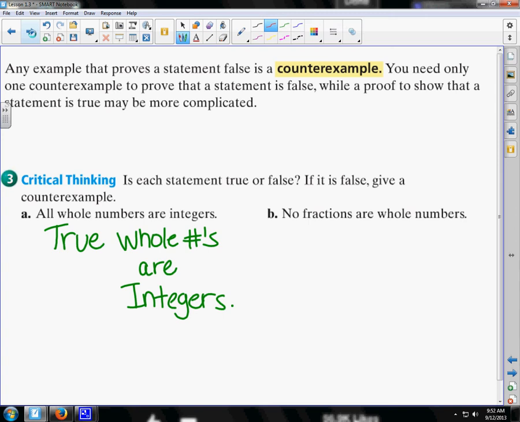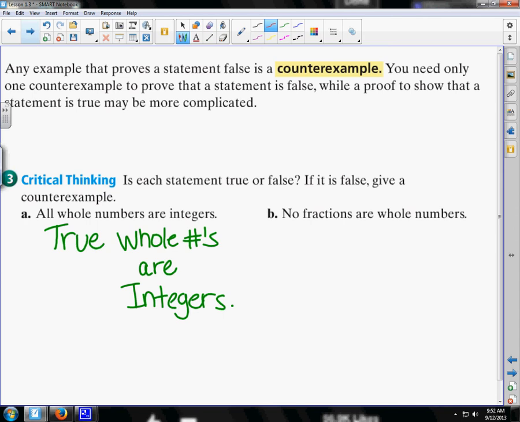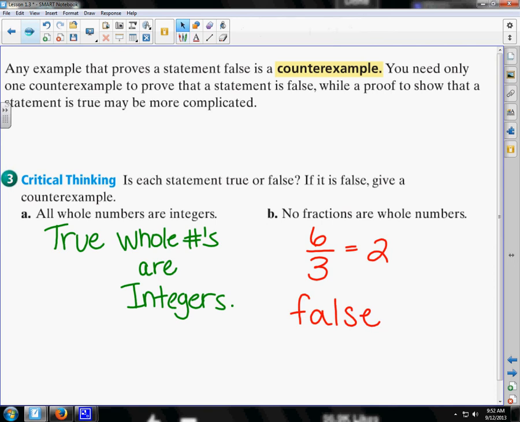No fractions are whole numbers. So if we look at our whole numbers, like I said before, if you remember, no fractions are whole numbers. It's kind of true because if you simplify a fraction, it can be written as these whole numbers, 1, 2, and 3. However, if I wrote the fraction 6 over 3, that is a fraction, and it is a whole number. So this is false. And then I just gave my counterexample above.